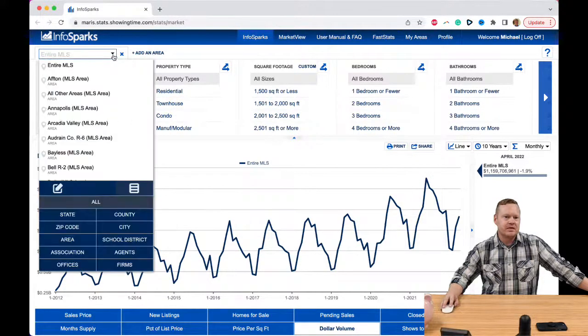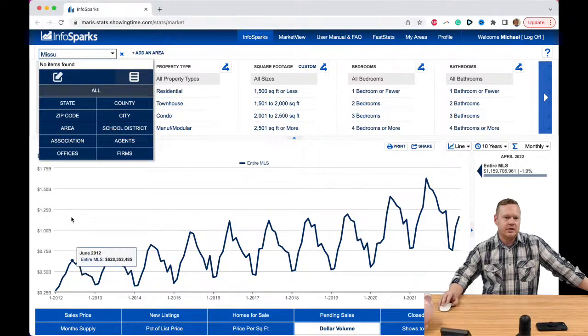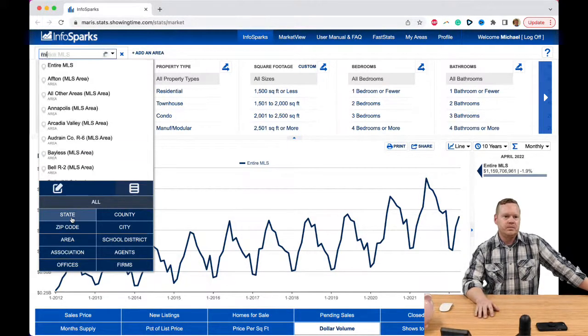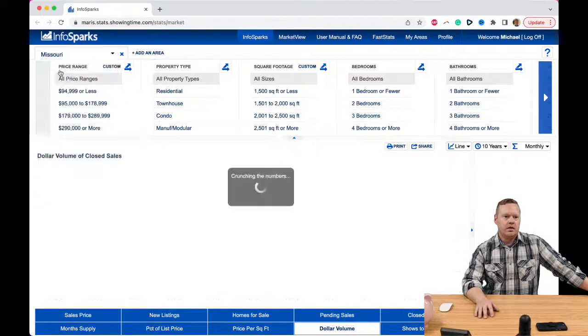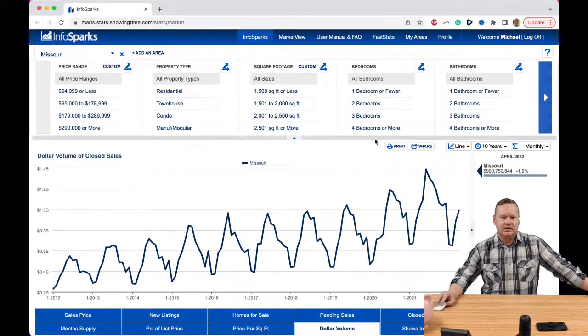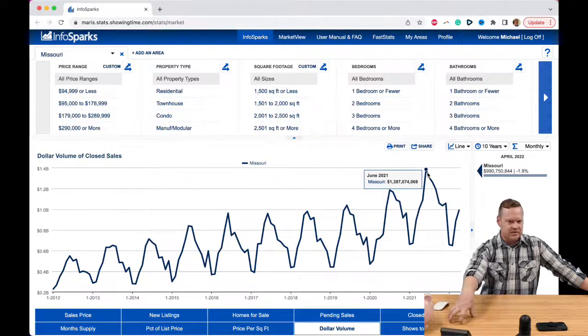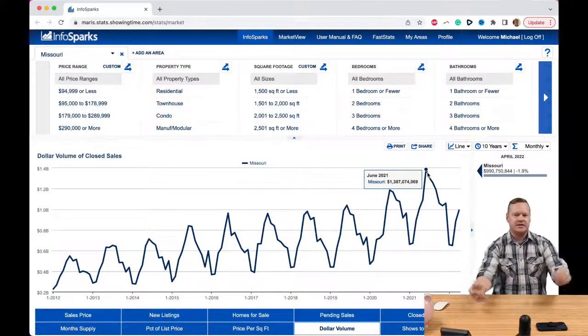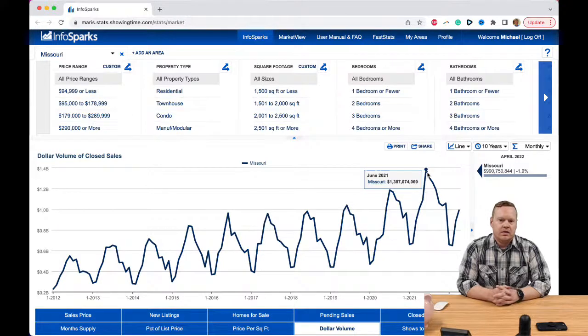Yeah, I think it's the same. So we're just pulling all of Missouri here. If I go to state, Missouri State. There you go. Yeah, so I believe we're at the same, roughly. Not much difference. So we probably cover a little bit of Illinois too, that we have access to the data. Yeah. So again, the dollar volume is trending up despite the number of properties being listed and sold.